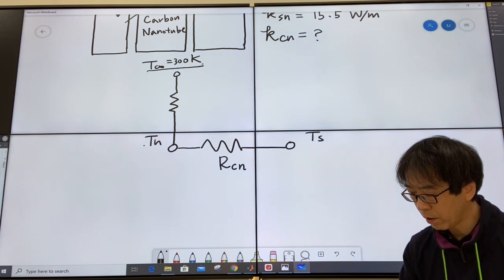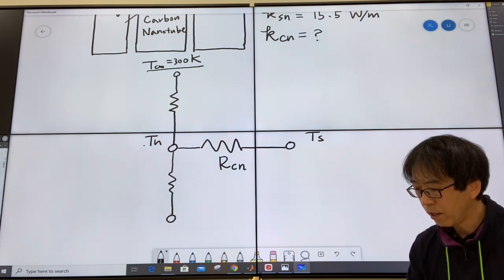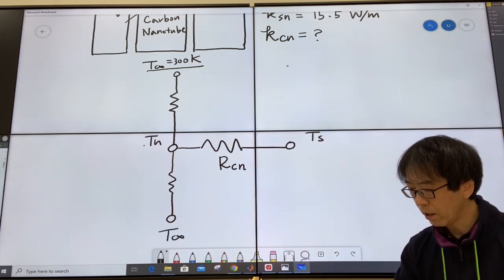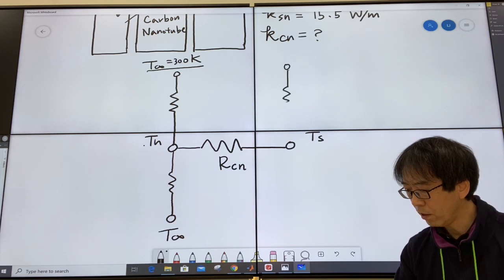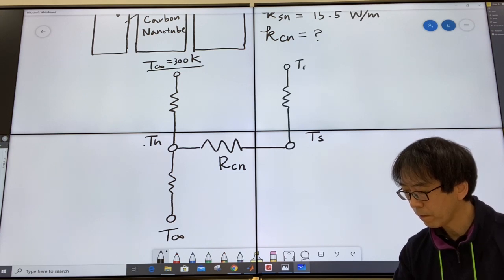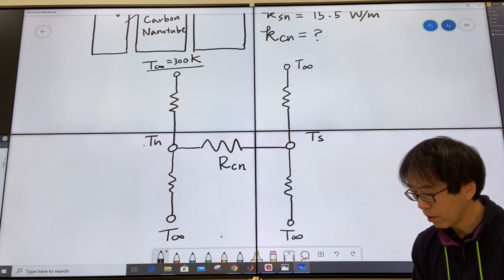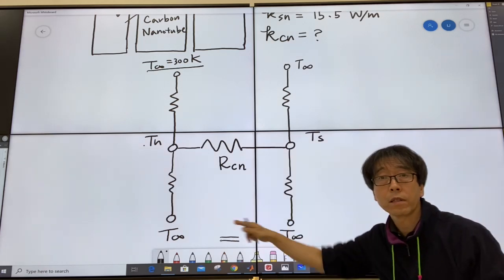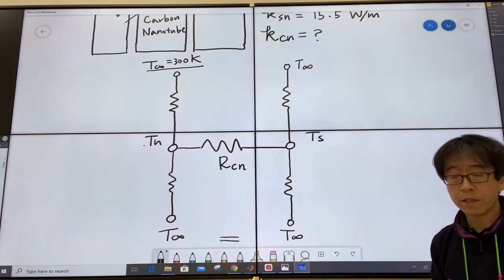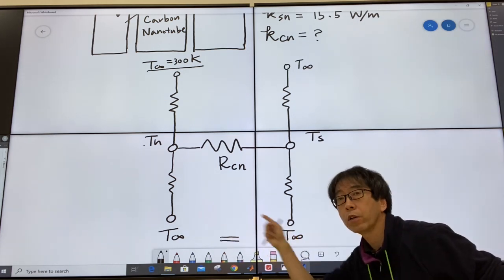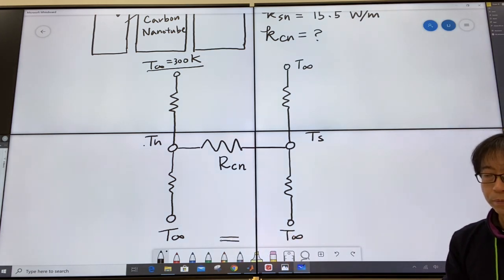And the other supporting element is like this, long and thin, T infinity again, and here T infinity again, and here T infinity again, because both sides are T infinity, the same with each other. We don't need to be worried about this heat conduction. There will be no heat conduction at all.